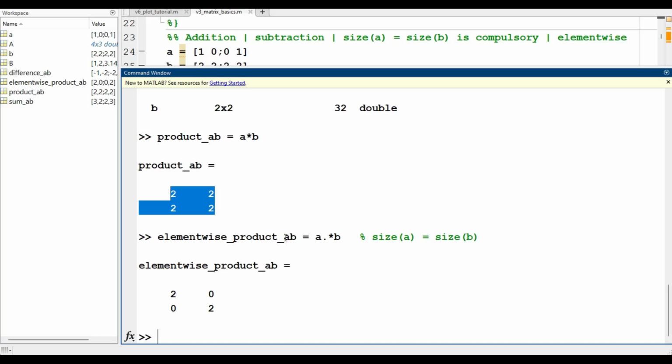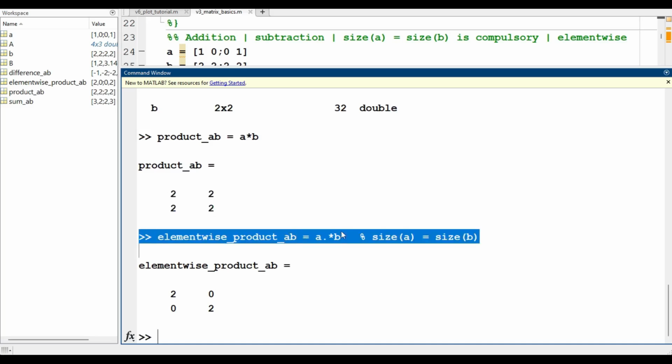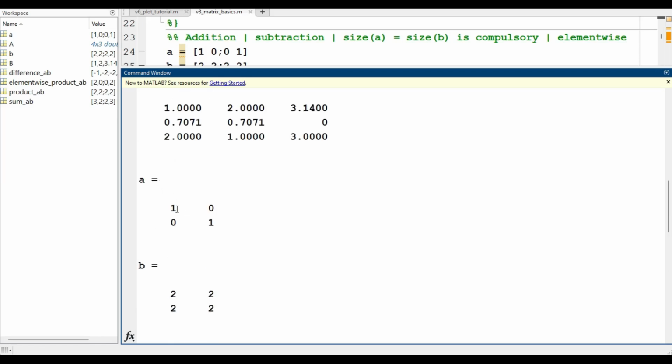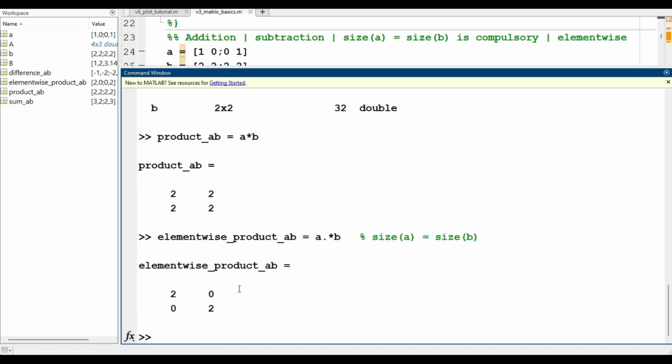But in the case of the element wise product of AB, what it simply does is multiply the corresponding elements of each matrix. So the result that we are getting is 2 0 0 2, and the reason for this is that when we do element wise multiplication, 1 will get multiplied by 2, and 0 will get multiplied by 2, so it will make it 0. Then again 0 multiplied by 2 will make it 0, and 1 multiplied by 2 will make it 2. So that is what we are getting in the element wise product, that is 2 0 0 2.